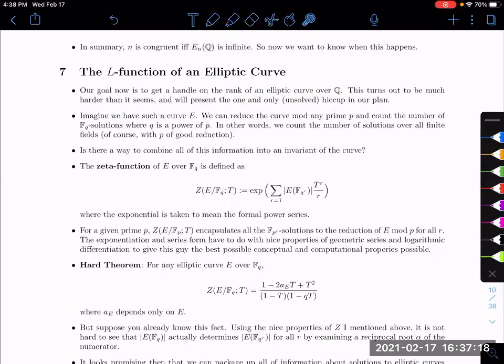Remember how I said the very first week that the congruent number theorem, if it were to be used as an algorithm for determining congruence of a natural number, we would actually need a weak version of the BSD conjecture to be true. Well, that's about to come up. The step in the proof where the BSD conjecture appears is coming up pretty soon here.